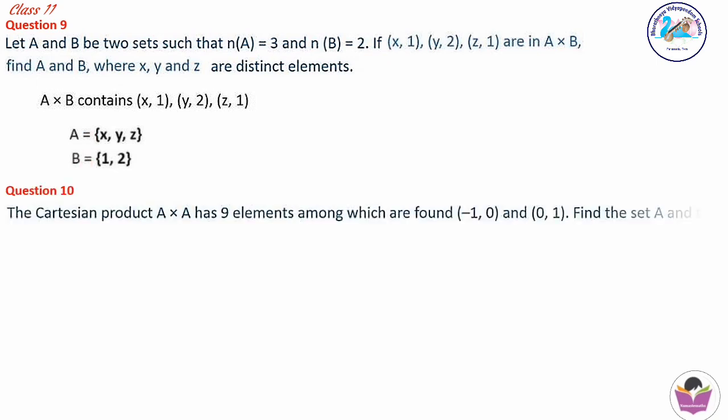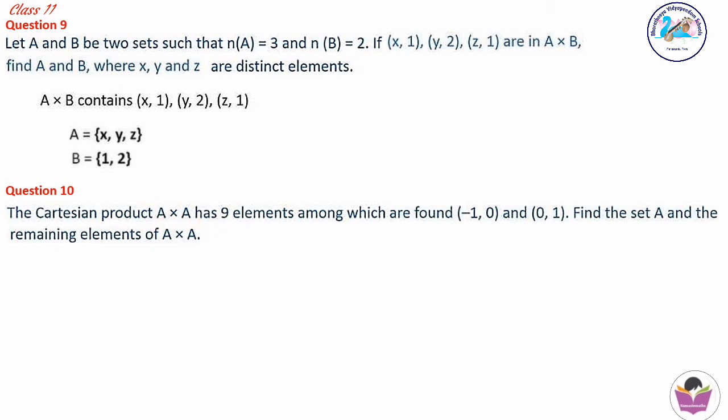Next is question number 10. The Cartesian product A cross A has 9 elements, among which are found (-1, 0) and (0, 1). Find the set A and the remaining elements of A cross A. Here the Cartesian product A cross A has 9 elements. Then 9 elements means A will have 3 elements, since 3 into 3 is 9.